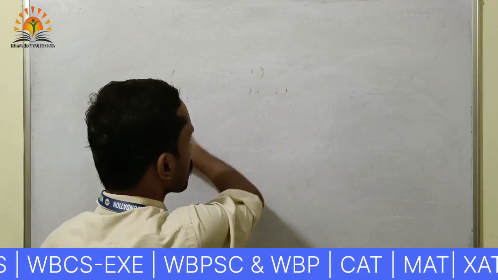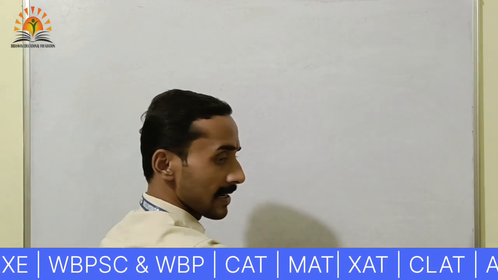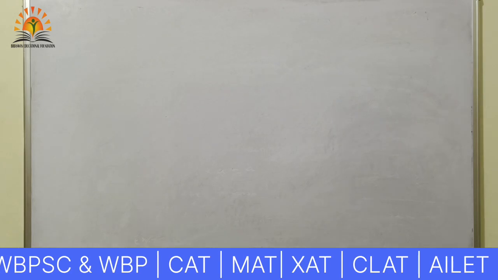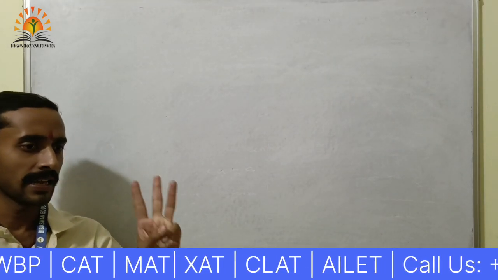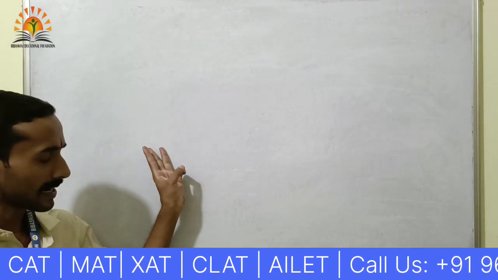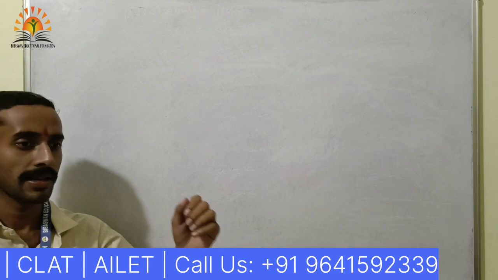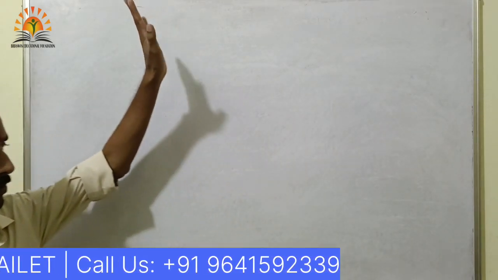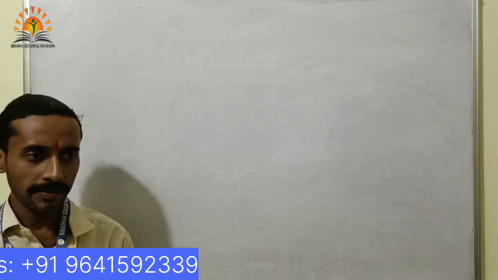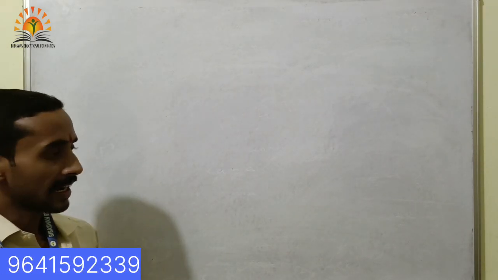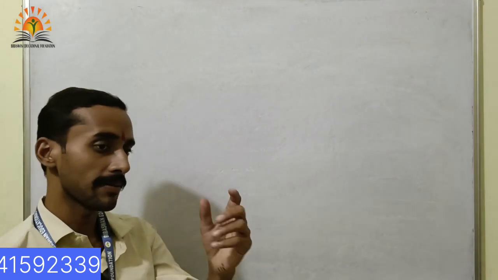Done. Now all these properties are also followed by real numbers. Which properties? Closure property, commutative property, associative property, additive identity, multiplicative identity, additive inverse, multiplicative inverse, and distributive law. These all properties are also followed by real numbers. So we understood real numbers and the properties of real numbers. Now we are going to study complex numbers, because we have already introduced the imaginary number.